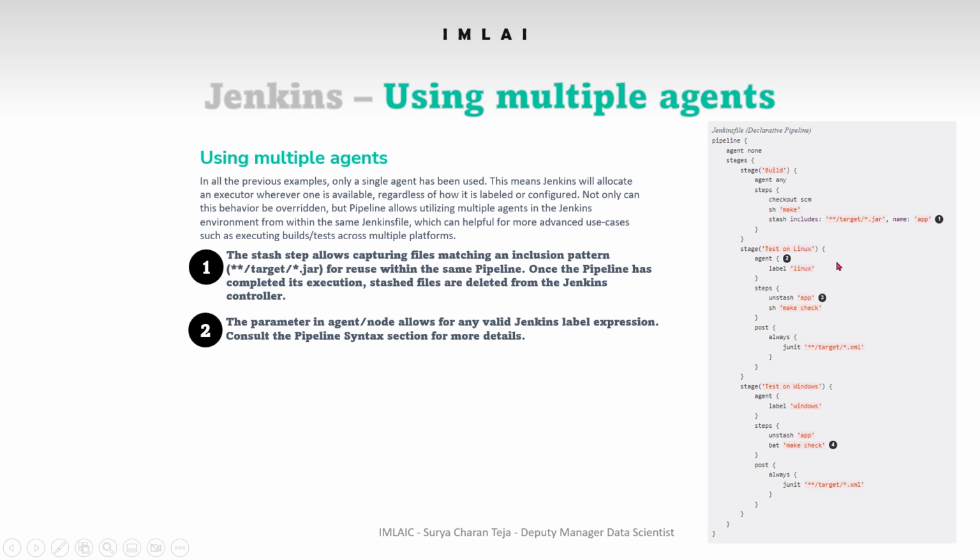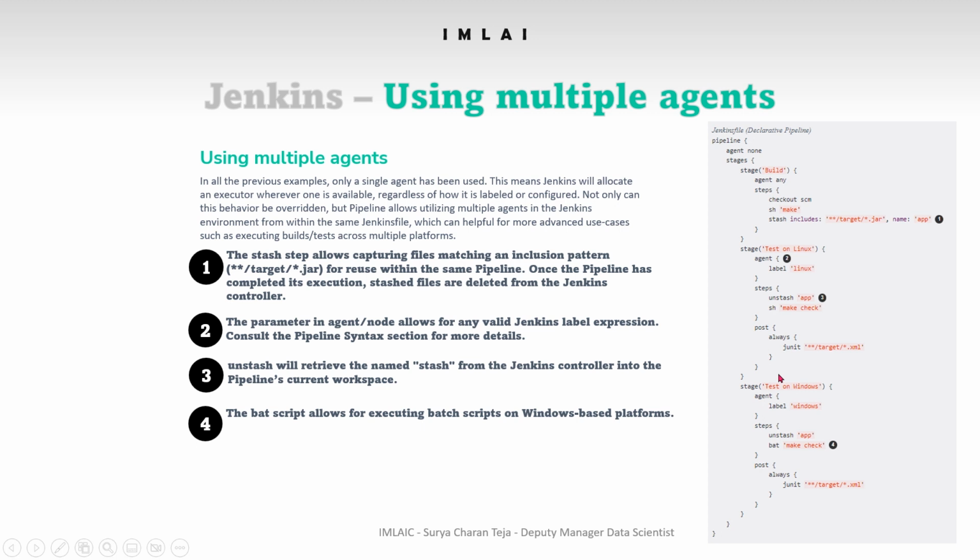Agent or node allows for any valid Jenkins label expression, consult the pipeline syntax. So here you see that if you want to see more, you just go and visit the Jenkins documentation. Then we have the third one. Here we have used unstash. Unstash will retrieve the named stash from the Jenkins controller into the pipeline's current workspace.